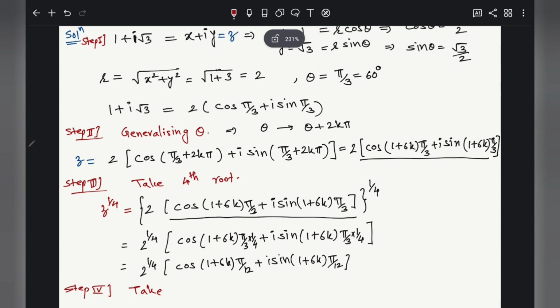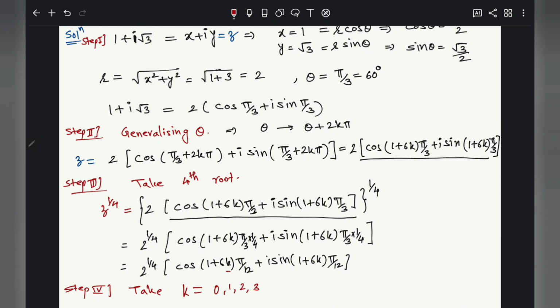And now the last step, that is step 4. You have to take different values of k. K will be taken from 0, 1, 2 up to n minus 1. So what was our n? N was 4, so k will be taken up to 3. So 0, 1, 2, 3. You have to substitute for k and you will get the 4 roots of the given complex number.